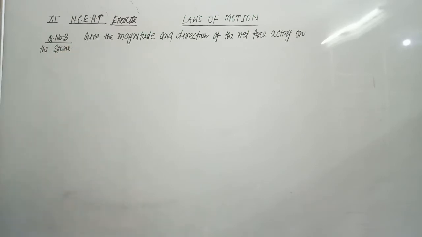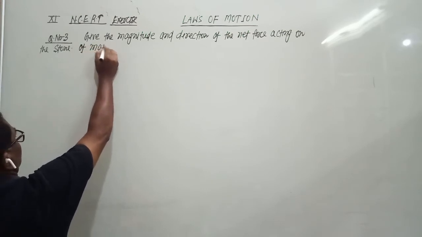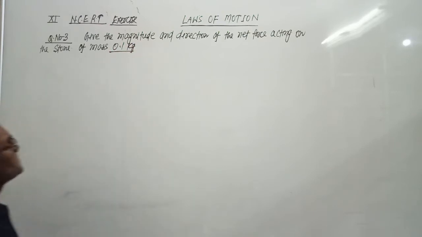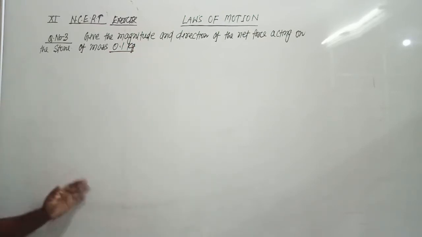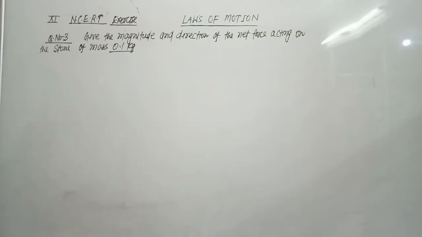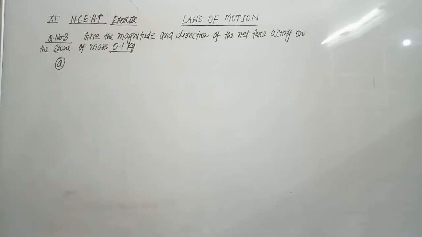Give the magnitude and direction of the net force acting on the stone of mass 0.1 kg. The first part, A: just after it is dropped from the window of a stationary train.